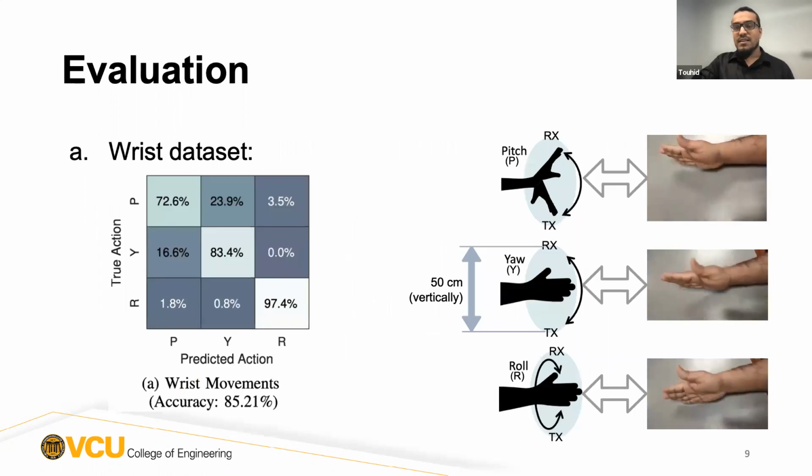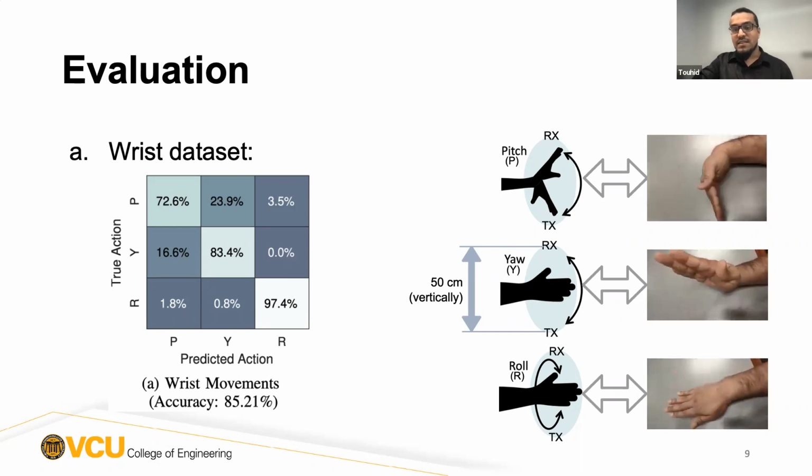We can see the studied wrist movements in the right side GIFs here. As I said, we used 1 pair of TX-RX for this study. However, the pair is placed vertically, that is at the top and bottom of the hand at a distance of 50 centimeters apart. So the signals get a thinner view of the palm from this angle, and to our understanding, it causes pitch and yaw movements to be less recognizable. For example, 72.6% is the accuracy for the pitch action identification here.